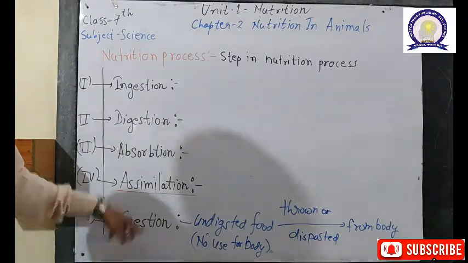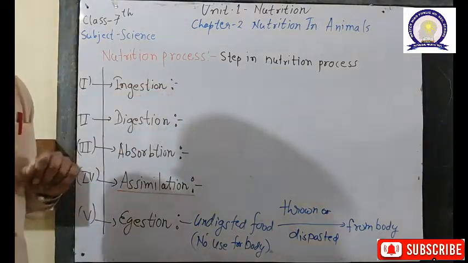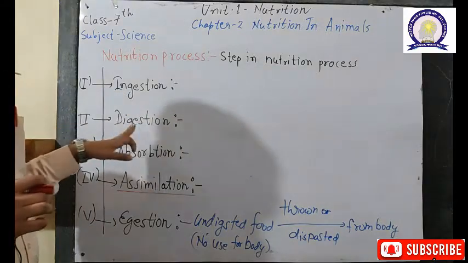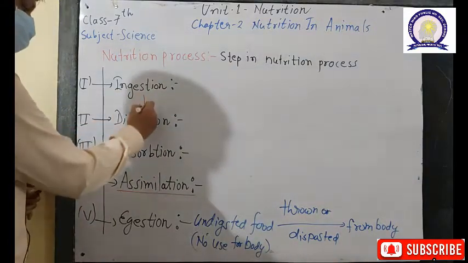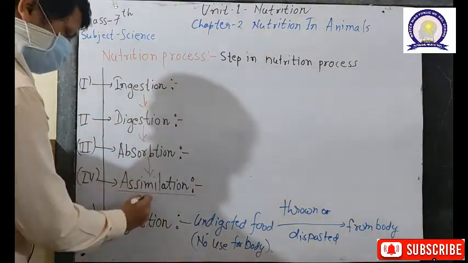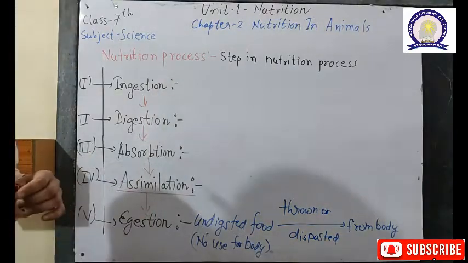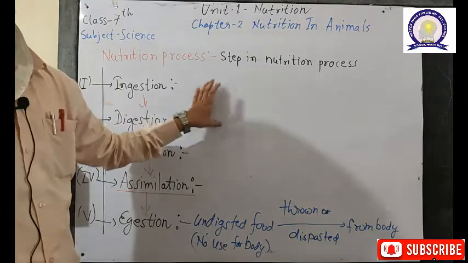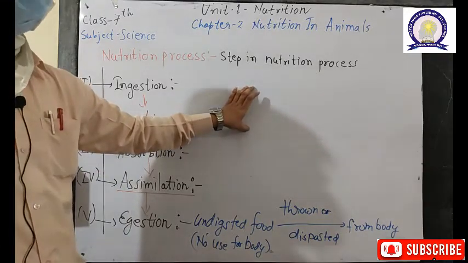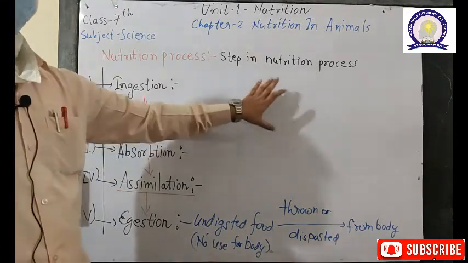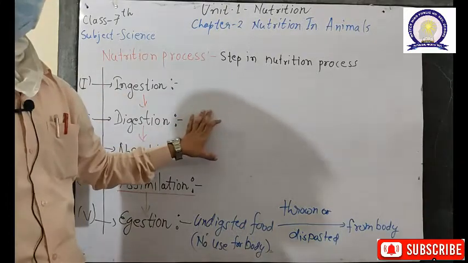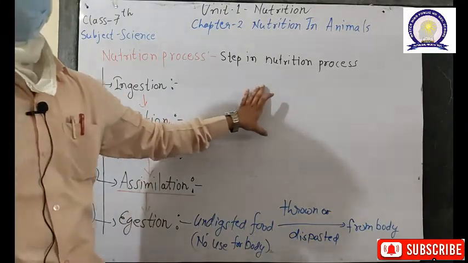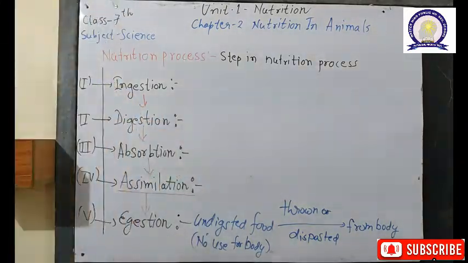So these are the steps in the nutritional process in various organisms: ingestion, digestion, absorption, assimilation, and lastly egestion. In the further section we will be discussing nutrition in single-celled organisms like amoeba and nutrition in human beings. So today we will discuss nutrition in single-celled organisms like amoeba.